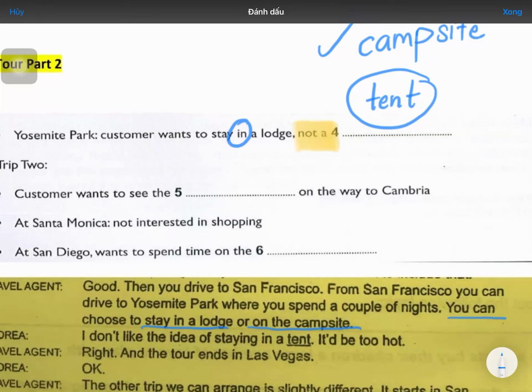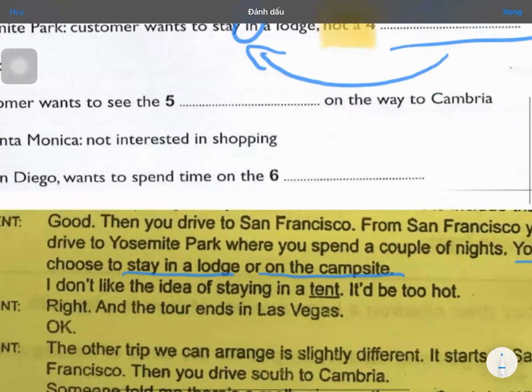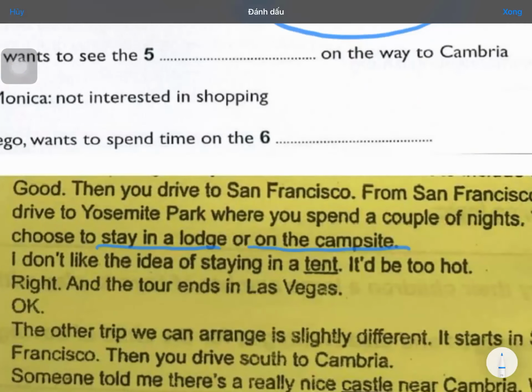And the word number 4 here follows the preposition in. But let's look at the script. You see the word campsite, right? The word campsite follows the preposition on. And you will need to choose a noun which follows in.